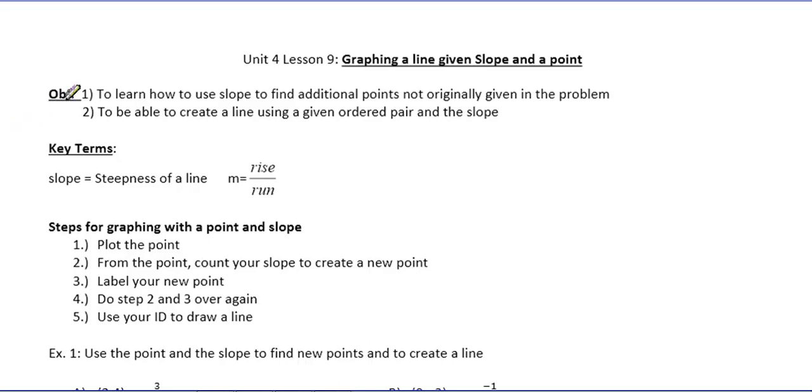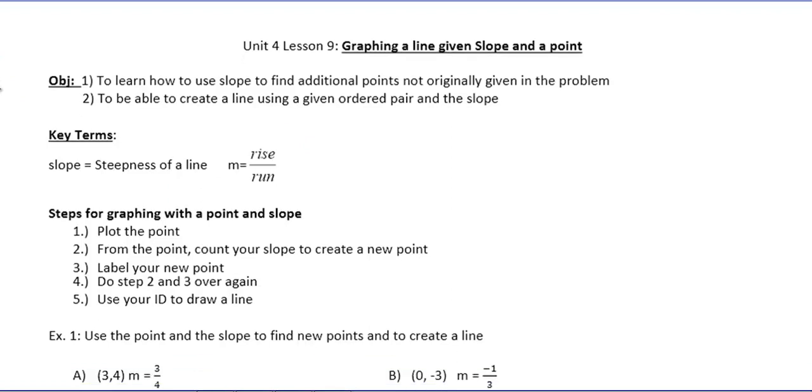Unit 4, Lesson 9 deals with graphing a line when you're given slope and a point. Our objective for today is to learn how to use slope to find additional points that are not given in the problem, and we want to be able to create a line given an ordered pair and slope.